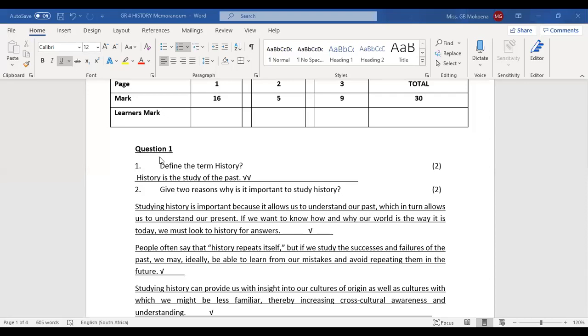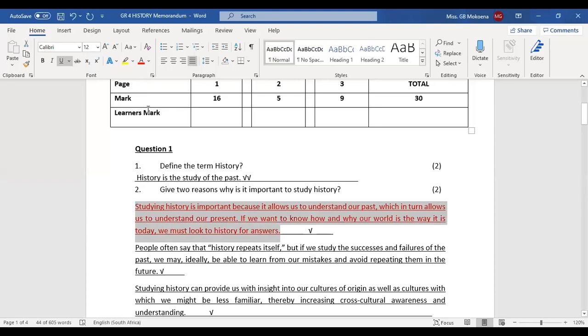The reasons why it is important that we are studying history. Number one, I wrote that. I want you guys to see properly. I wrote that studying history is important because it allows us to understand our past, which in turn allows us to understand our present. So in order for us to understand our present, we need to understand our past, what happened in the past, so we can understand our present, and we can also know our future as well.